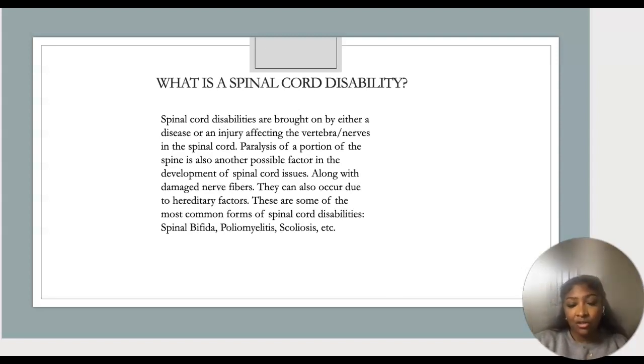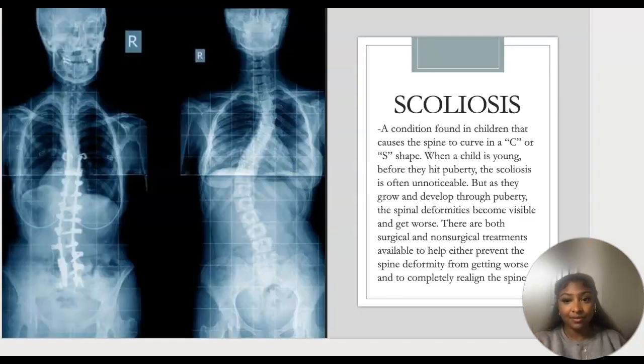They can also occur due to hereditary factors, which means if you have a family history of spinal cord disabilities, you are at a higher risk and are susceptible to it. They can also occur in other various ways. These are some of the most common forms of spinal cord disability: spina bifida, polio, and scoliosis. There are many others underneath this, but today we're going to be focusing purely on scoliosis.